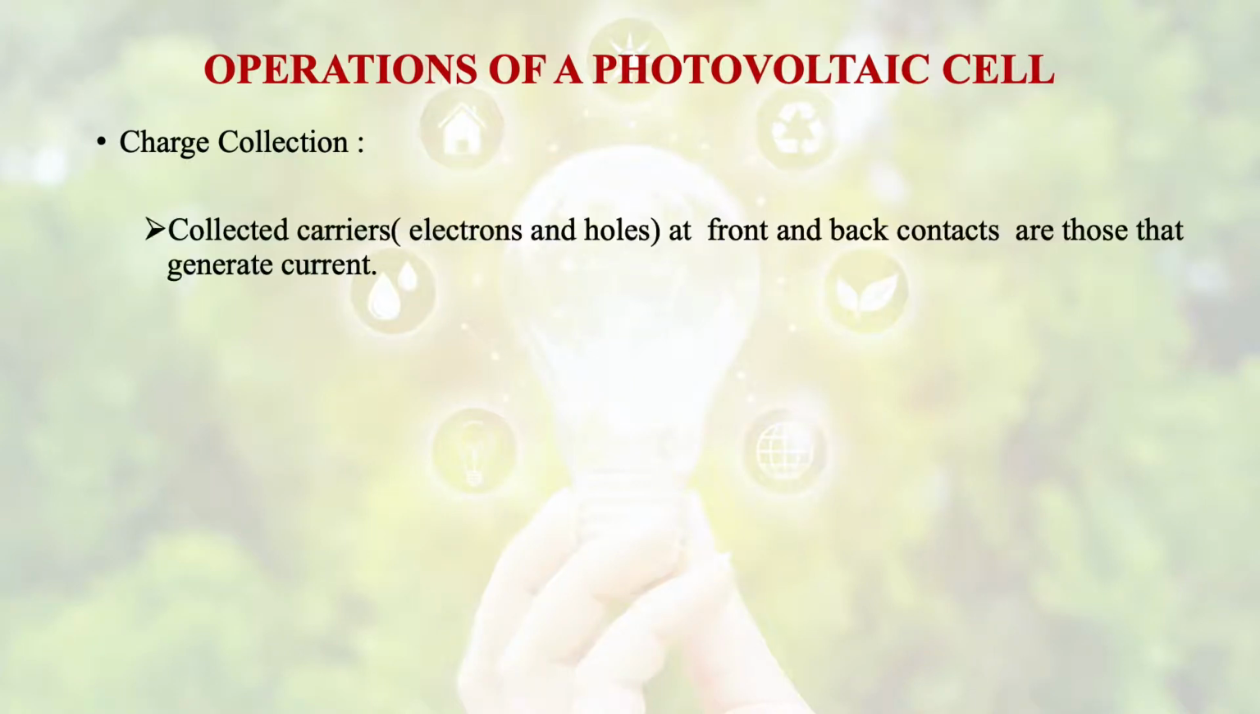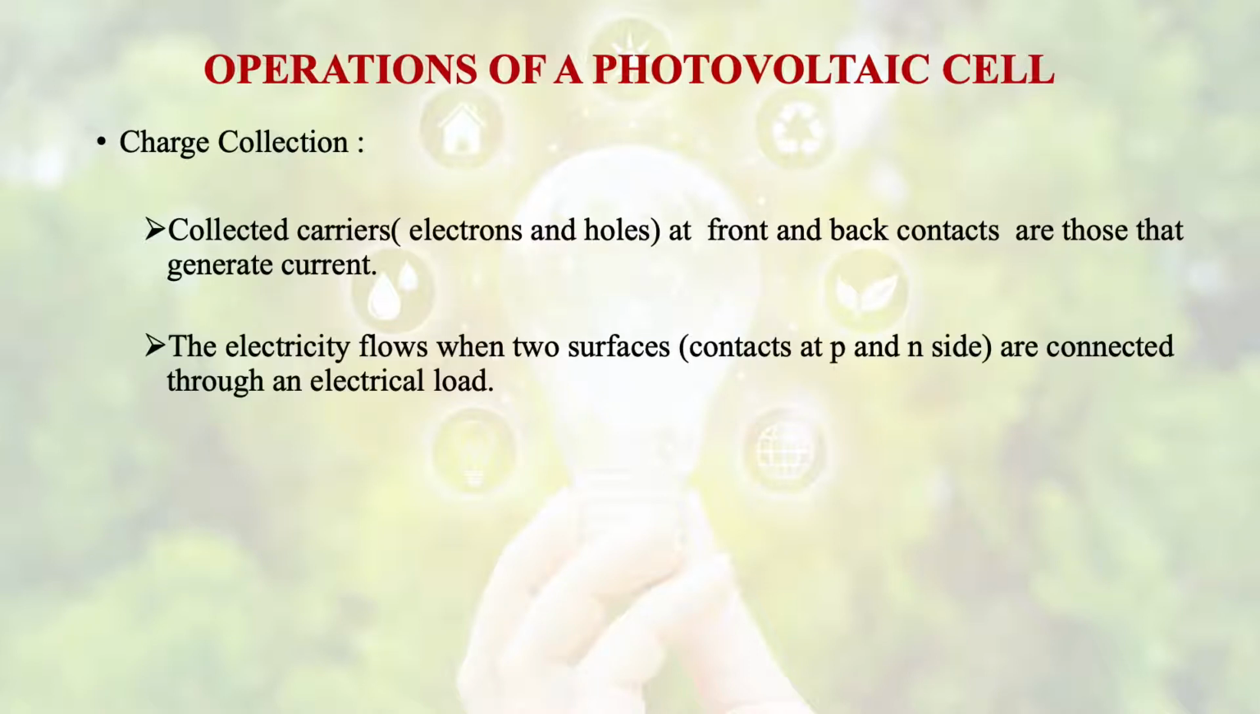So when you get this imbalance of charged particles between the front and back surfaces, then you can collect these charges at the contacts. So how does it happen? The collected carriers, electrons and holes, at the front and back contacts are those that generate current. So the electricity flows when the two surfaces or contacts are connected to the electrical load. That means when we make a closed circuit, then electricity will flow through the circuit. So in this method we get the current from the solar cell.